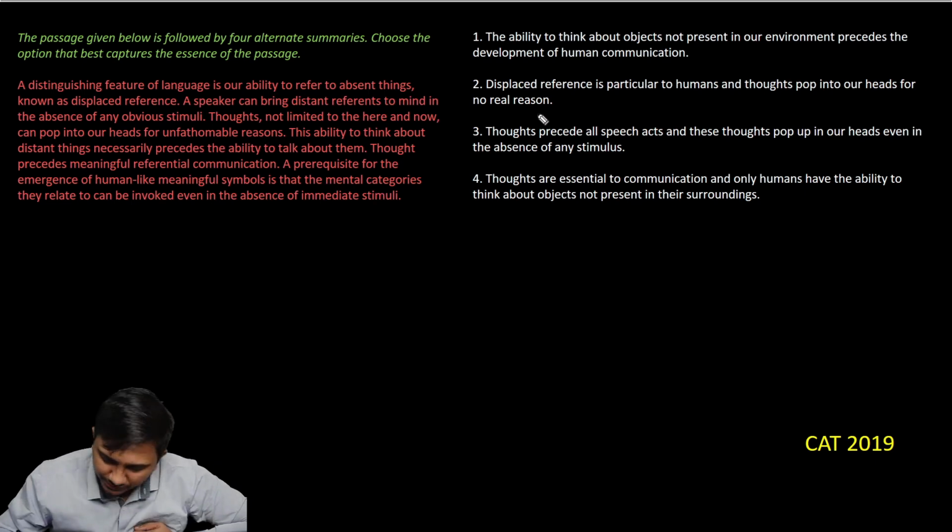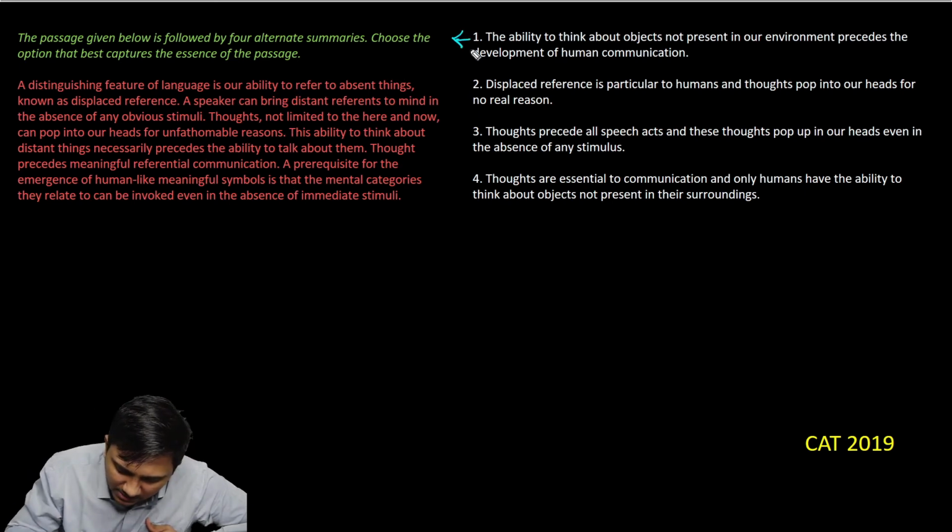Okay, now let's look at the options. The ability to think about objects not present in our environment precedes the development of human communication. It kind of makes sense. Thought precedes meaningful referential communication, and that's the general thing being spoken about here. So I'll keep this aside.